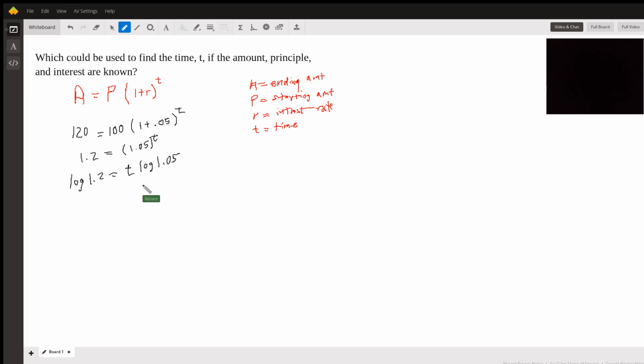And now we'll solve for T. So this is log 1.2 divided by log of 1.05. And my calculator tells me that this is 3.74 years. So you'd have to leave $100 in the bank for roughly 3 3/4 years, and then you'd have $120.